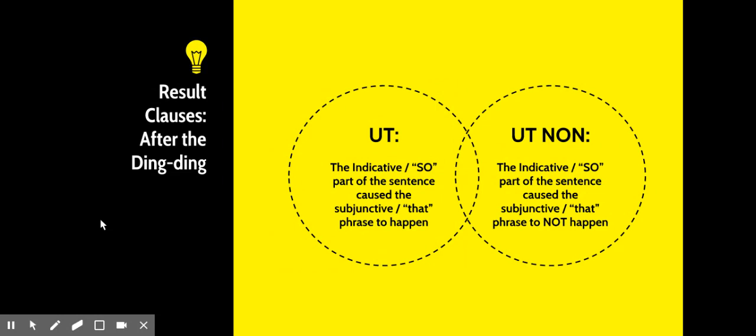After the ding-ding word, now you get to the subjunctive dependent part of the sentence. In a result clause, you use ut when the indicative or the so part of the sentence caused the subjunctive, the dependent clause, to happen. You would use ut non if the indicative part of the sentence caused the subjunctive phrase not to happen. So this is a different setup than a purpose clause, because instead of ne being the negative version, you still use ut, but then you cancel out the regular verb with a non, which is exactly what you would expect to cancel out a verb.